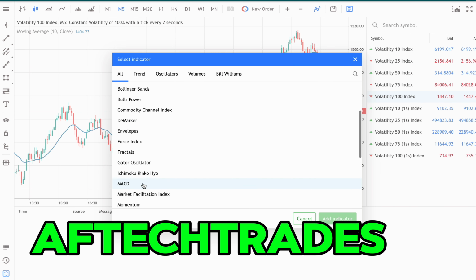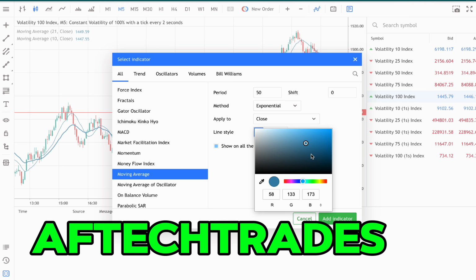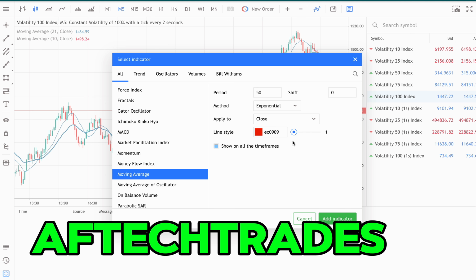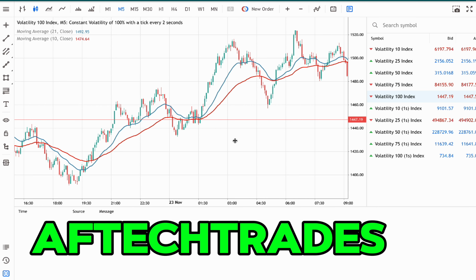So now let's go back to our indicators. Then look for moving average again. So here is moving average. Then you come to the settings. The period, you change this one to 50. Once you change it to 50, you change this to exponential. You change this color so that it will be different from the other one you did, but you can leave it that way if you feel like. So let's just change this color to maybe red, right? Now we can increase the thickness of this. So just do add indicator. So you see what happened here.